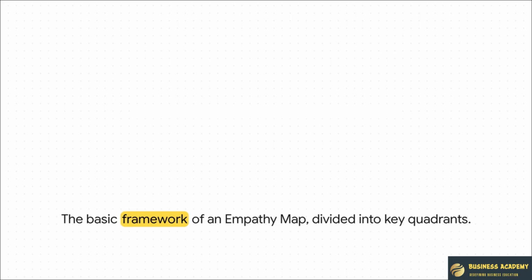Now, I know what you're thinking. It looks almost too simple, right? But that's the genius of it. This simple layout forces us to think about a user's world in a really structured way by breaking it down into a few key quadrants. Let's see what they are.